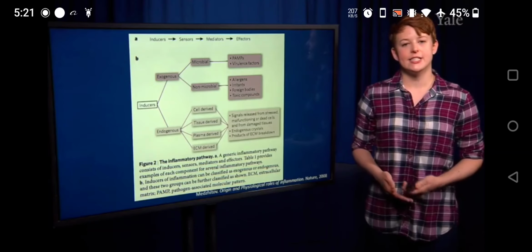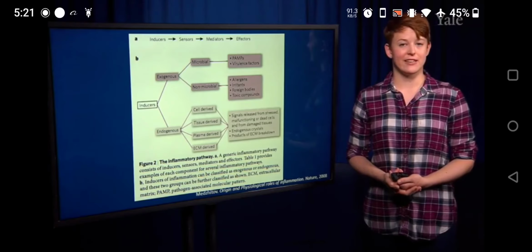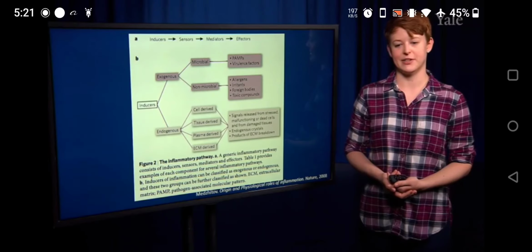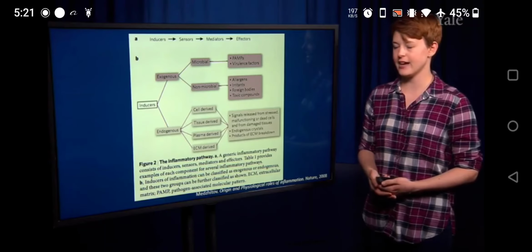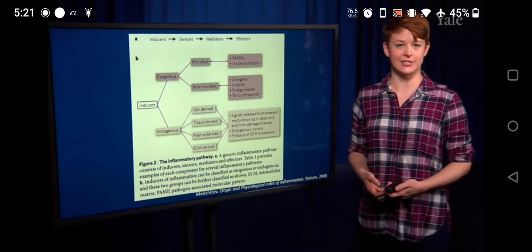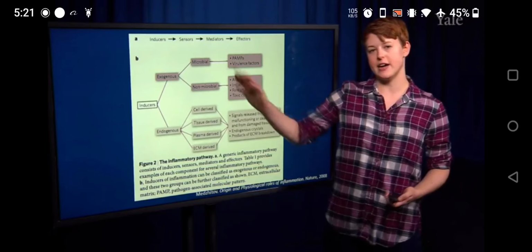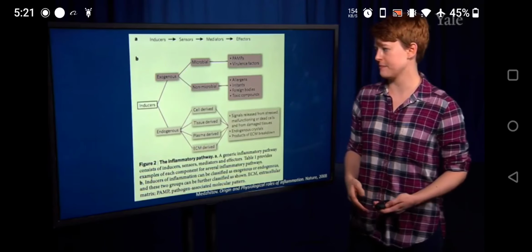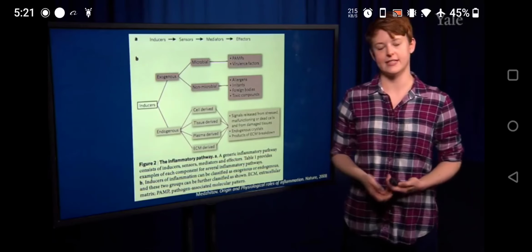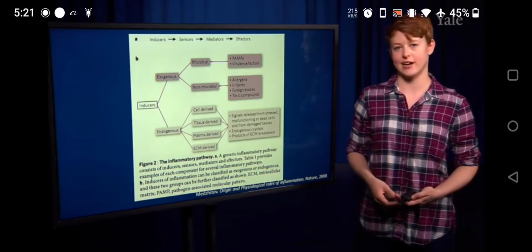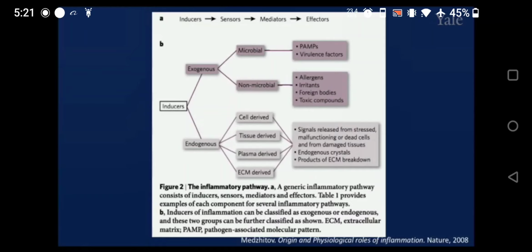So this is just a summary of some of the initiators of an inflammatory response. And here I mentioned exogenous and endogenous inducers. So exogenous would be our microbes or non-microbial things such as allergens or toxins. Endogenous initiators would be such things such as tissue or cell-derived damage signals.